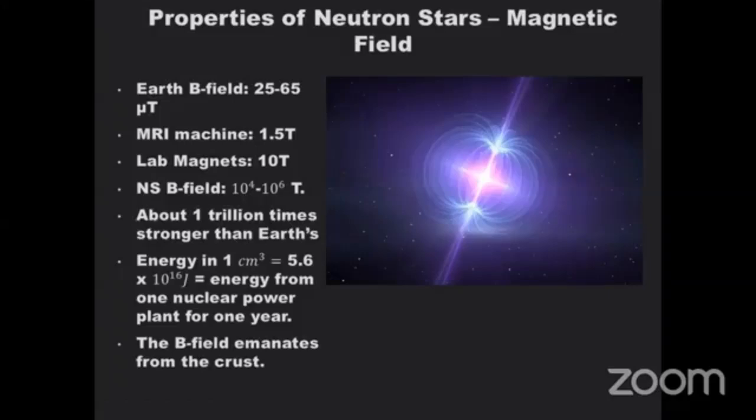Now, for a neutron star, the magnetic field is between 10,000 to 1 million Teslas. So imagine that. Compare these numbers that I mentioned above to this. The magnetic field is about 1 trillion times stronger than Earth. 1 trillion times stronger than Earth.